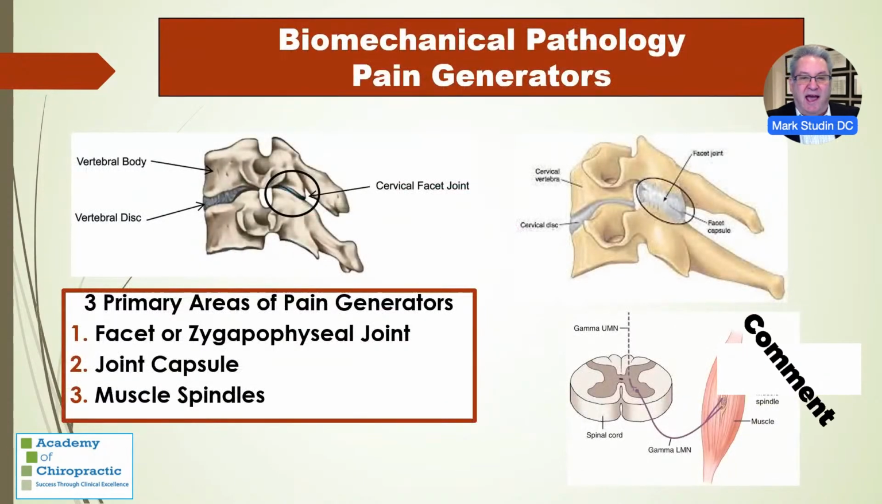And when we look at the pathway for pain generators, there are three primary areas of pain generators, and when you adjust, that needs to be affected. Number one is the facet joint or the zygapophyseal joint. Number two is the joint capsule itself, and number three are the muscle spindles. These are the three areas we need to focus on.